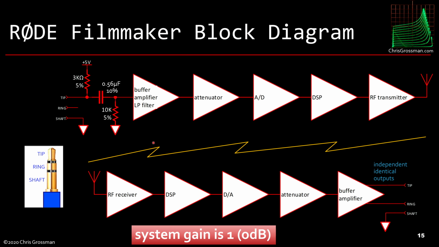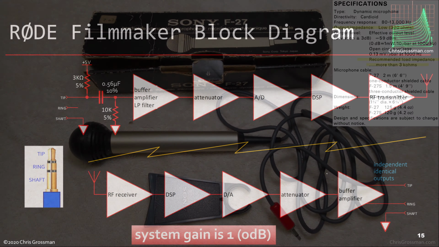So now we know that the RØDE Filmmaker looks like this. From other measurements I made, I know that this ring is unconnected. So the input comes through the tip and the shaft. This ring part is unused. And we get 5 volts through a 3k ohm resistor. So now we know how it's powered. There's no gain through the system, and it comes out. And so now I know enough to adapt other microphones to this system.